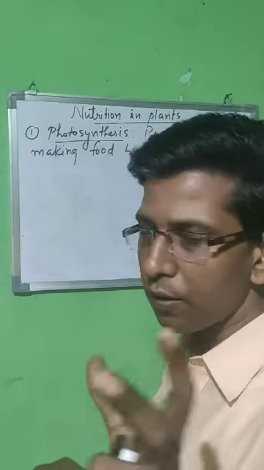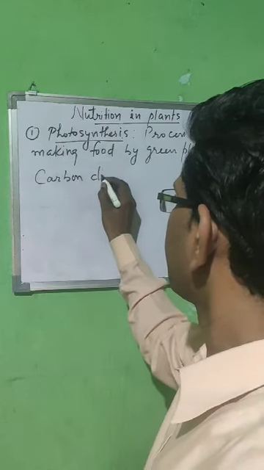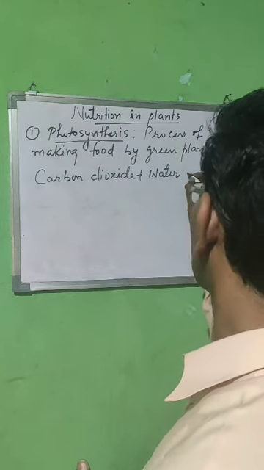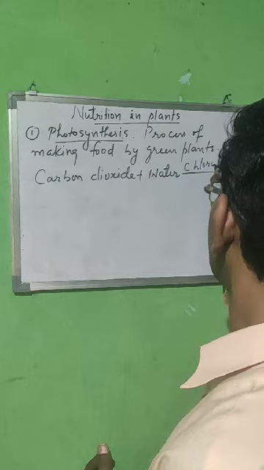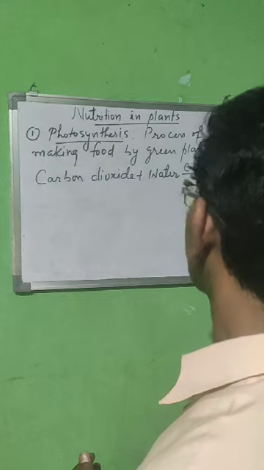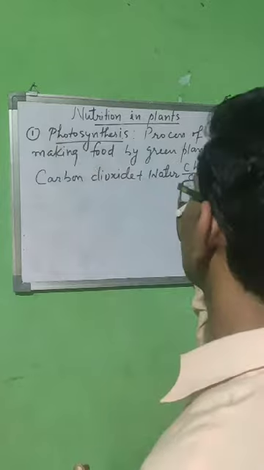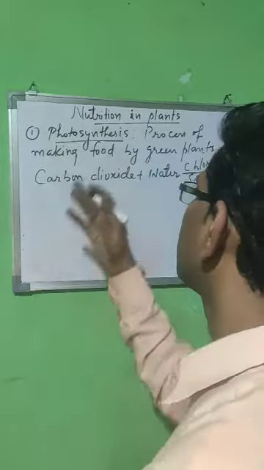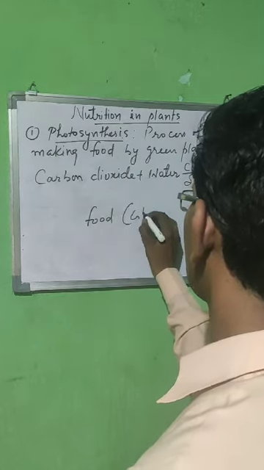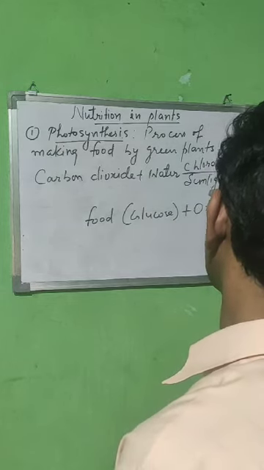And what I have explained, for photosynthesis, we need carbon dioxide, we need water, and chlorophyll is present in the leaf, that is the green pigment, and the plant is taking sunlight, because without sunlight, the word photo is written, so without sunlight, this process is not possible. So it will form what? Food, that is glucose, and the most important gas, the life supporting gas, that is oxygen.